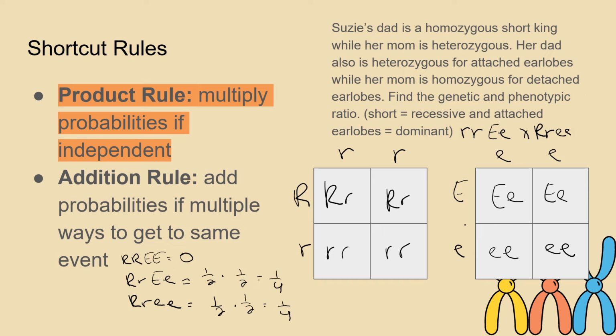I'm not going to go through all of them, but also if you want to do phenotype, if you want to say, I don't know, we'll say tall and detached. So we'd have 1/2, and we'll multiply that by, also it just happens to be 1/2 in this example, so like 1/4 of having tall and detached earlobes. So that's how you would use the product rule.